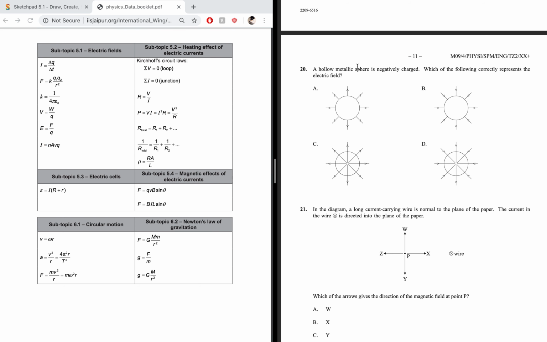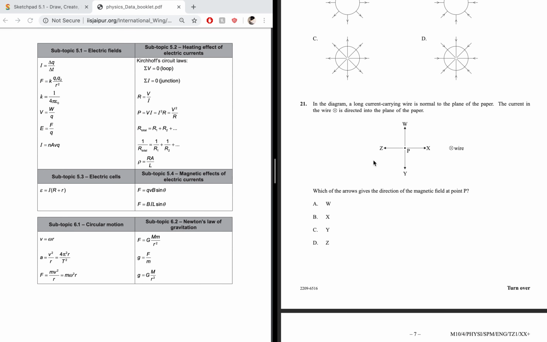A hollow metallic sphere is negatively charged. Which of the following represents the electric field? As I mentioned before, positive test charges are attracted to negative charges, so we're looking for arrows that go towards the sphere, so B or D. But we know it's not D because the net electric field strength within this sphere is going to be 0, so it has to be B.